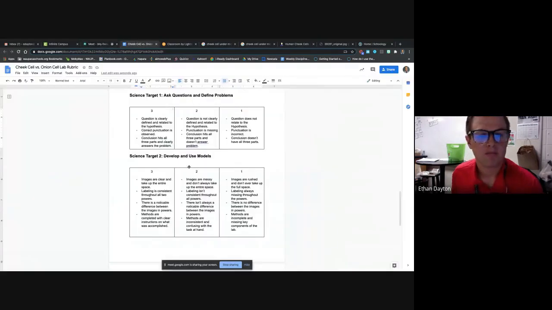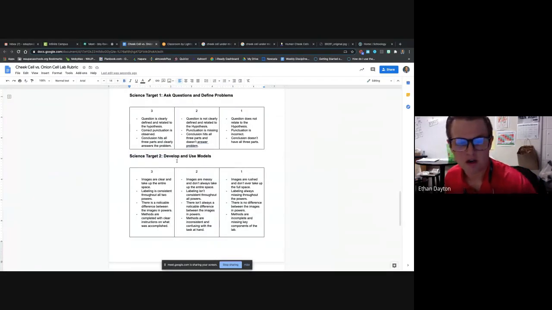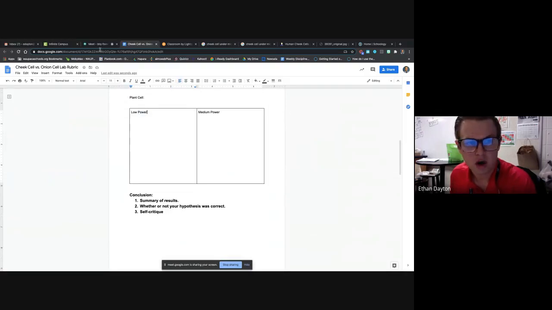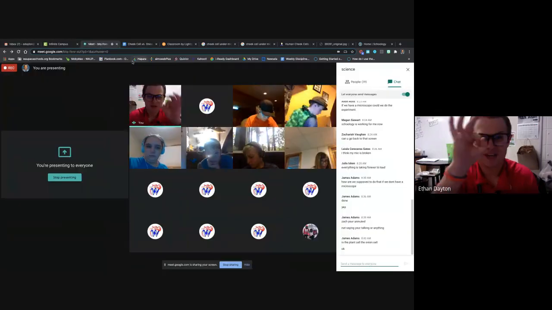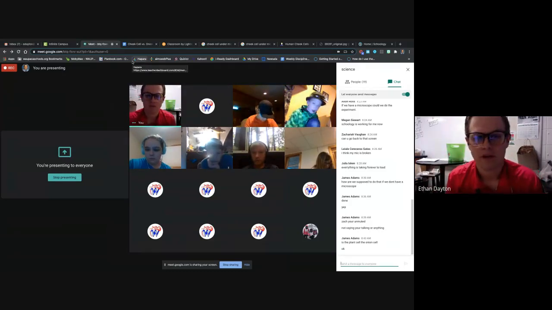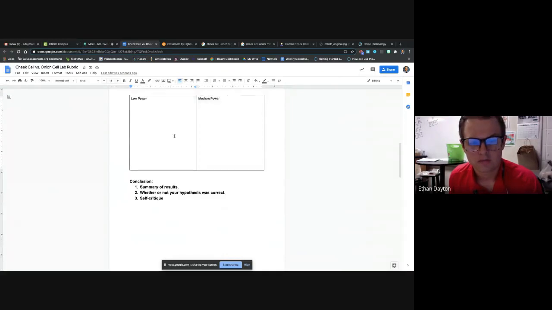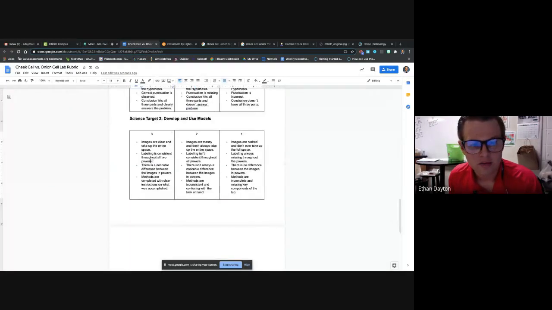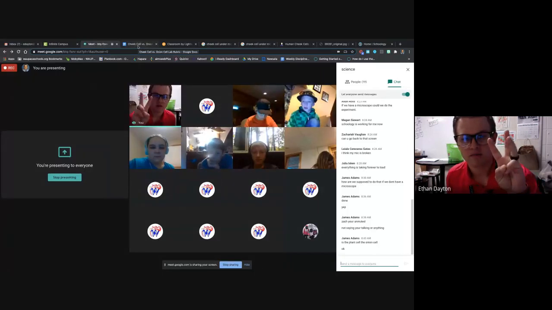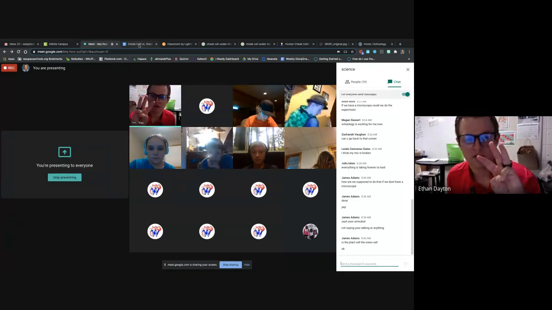Okay. So then we would move on to science target 2, developing and using models. So you had to draw a model. Does your image take up the entire space? That is like the main criteria. Did you draw your image big enough? If you drew it tiny so that I can't see it when you take a picture of it, that's not going to get you a 3. Okay. Then labeling is consistent. Did you label nucleus, cytoplasm, and cell membrane on all of your drawings? That's a big part.